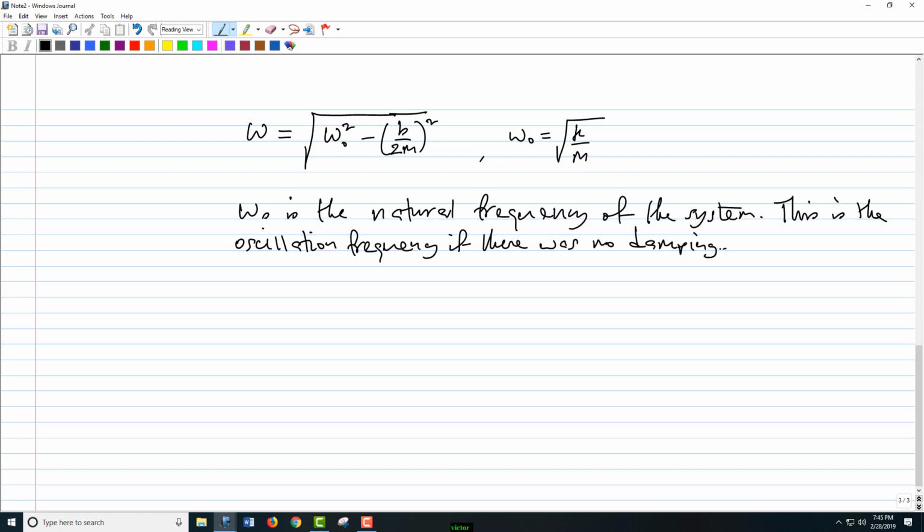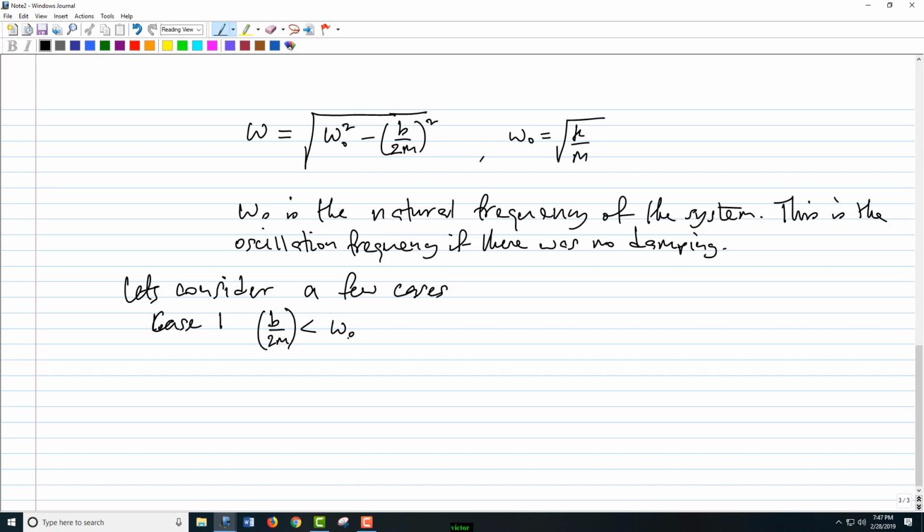This would be the oscillation frequency if there was no damping. Now let's look at a few scenarios. We'll consider a few cases and try to keep it simple. The first case, case 1, is when you have b over 2m less than omega naught. So we are saying that the retarding force is small enough that b over 2m is less than the natural frequency.